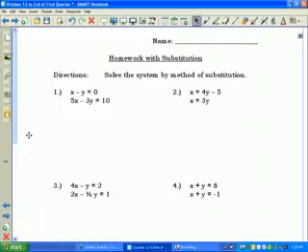Okay? So I'm going to look at number 2. And what's different with number 2? One of the equations is equal to x, and the other equation is equal to x. So both of these equations are equal to x. As I mentioned in class a couple classes ago, when you have 2 equations equal to the same variable, you can do what's called setting them equal to each other.